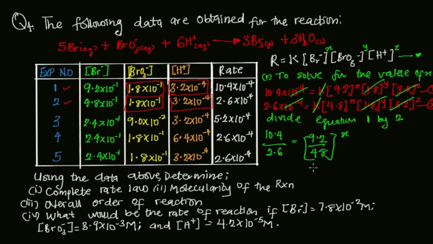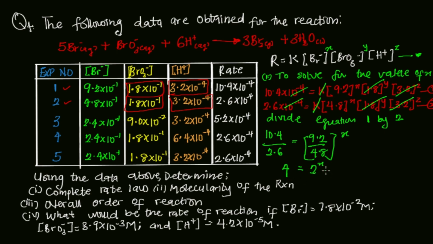So now let's go ahead. 10.4 divided by 2.6, so that's going to give us 4, right? So approximately 4. This is also equal to 9.2 divided by 4.8. That should be giving us 2, I think so. 4.8, that's actually 1.9, and that is approximately 2, right? So here we're going to have 3 raised to the power of x.